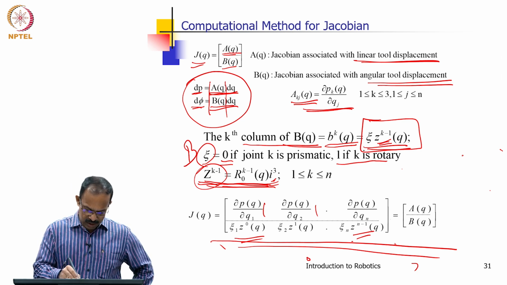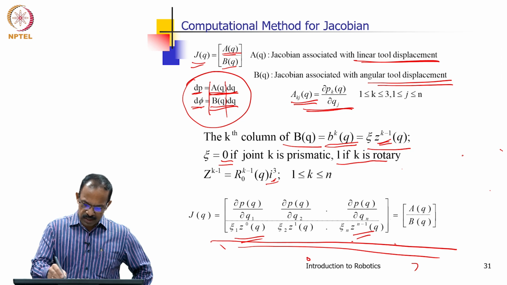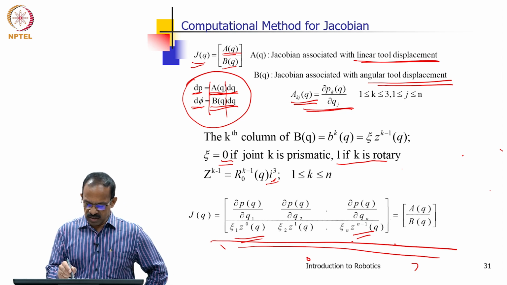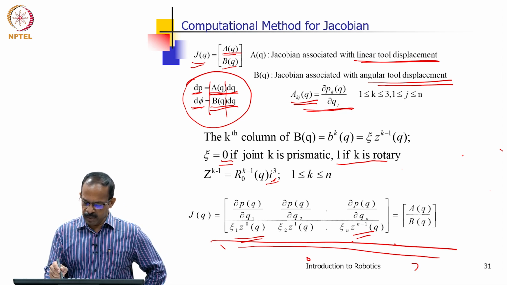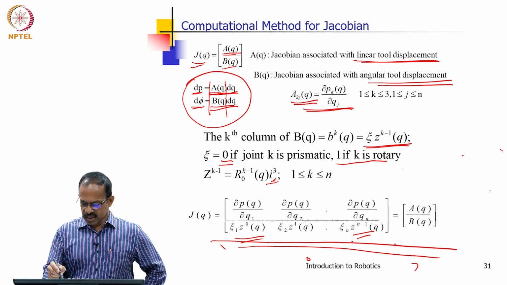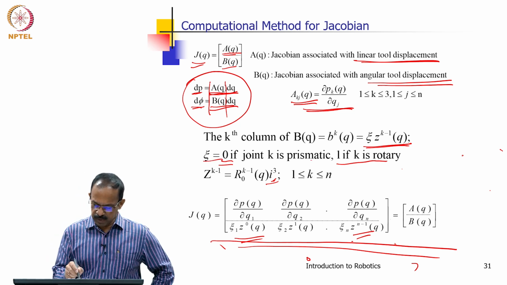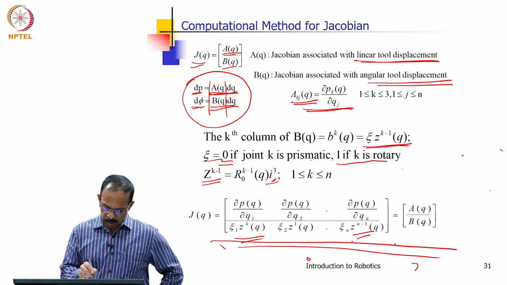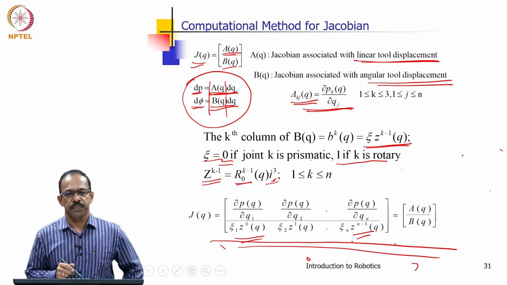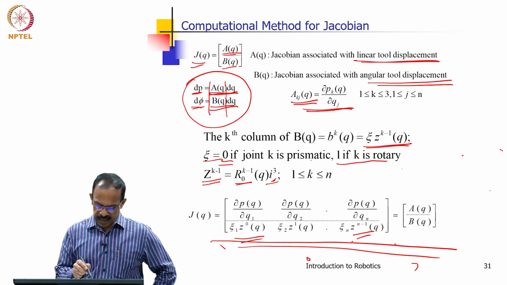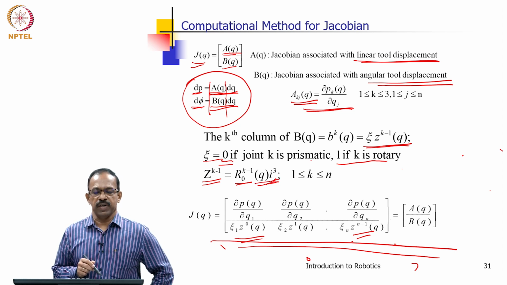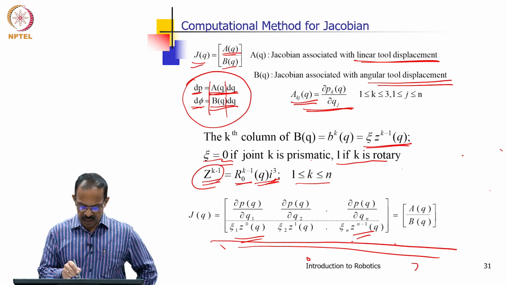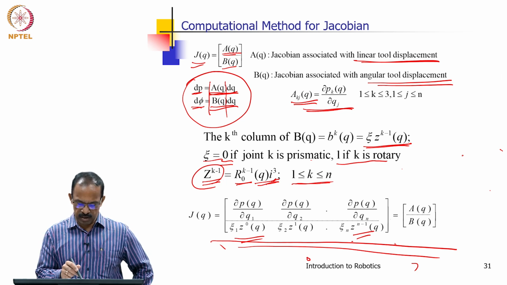I hope you got it. To explain it once again, the kth column of B, or Bk, is given as Bk q equals xi Zk minus 1 q, where xi is 0 if the joint is prismatic and 1 if it is rotary. Zk minus 1 can be obtained by taking the rotation matrix 0 to k minus 1 and multiplying with I3, the unit vector in the third axis, and you will get Zk minus 1, for 1 less than or equal to k less than or equal to n.